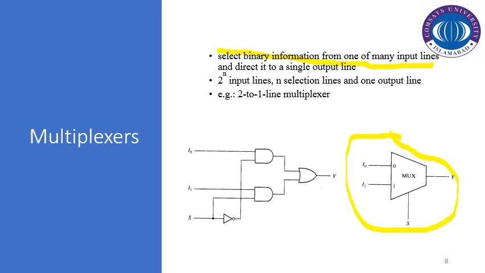So it's a 2 cross 1 multiplexer, or 2 to 1 multiplexer, where I0 and I1 are the inputs. This S represents the selection criteria and Y represents the output. If S is equal to 0, then Y equals I0, whatsoever the value of I0 is, and if S is equal to 1, then Y equals I1.